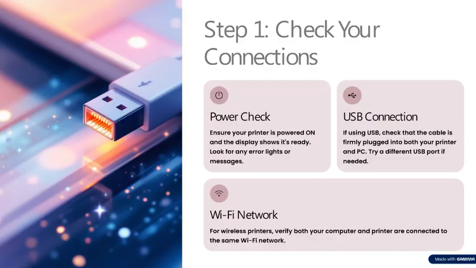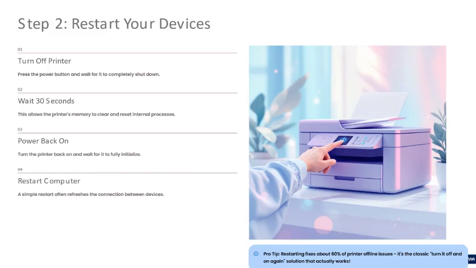Step 1. Check your connections. Ensure your printer is powered on and the display shows it's ready. Look for any error lights or messages. If using USB, check that the cable is firmly plugged into both your printer and PC. Try a different USB port if needed. For wireless printers, verify both your computer and printer are connected to the same Wi-Fi network.